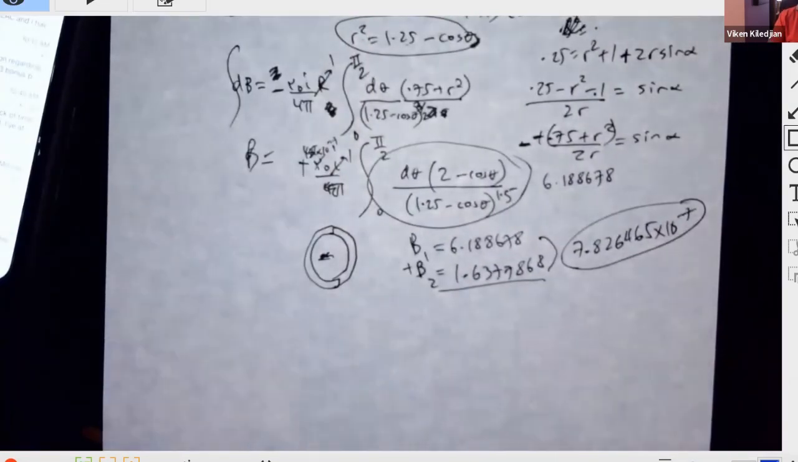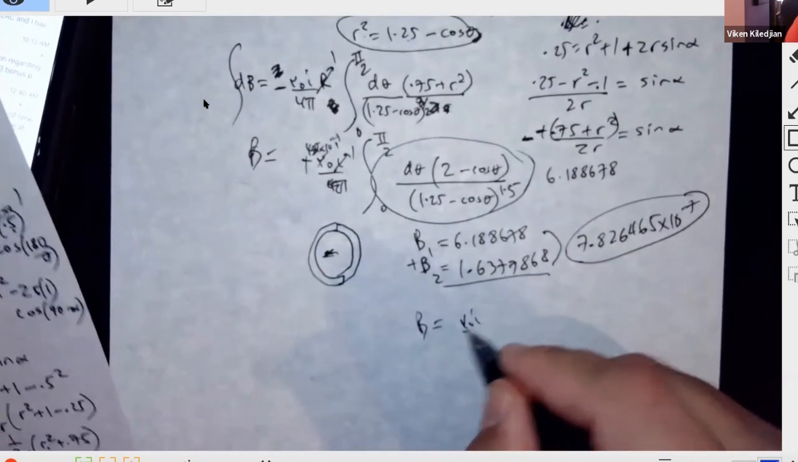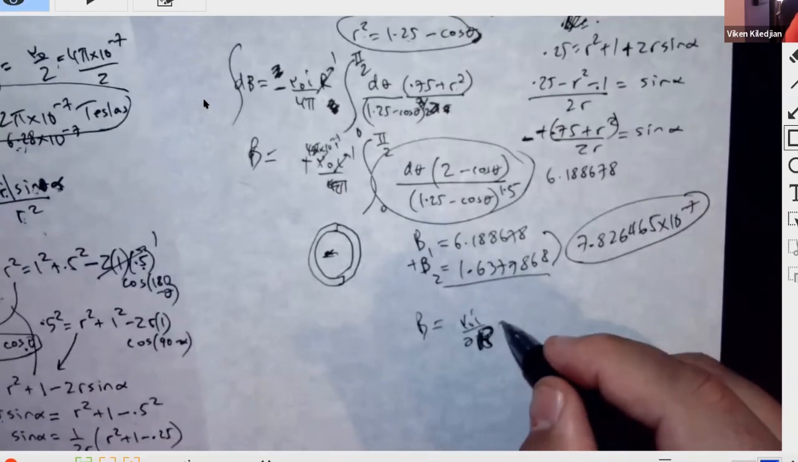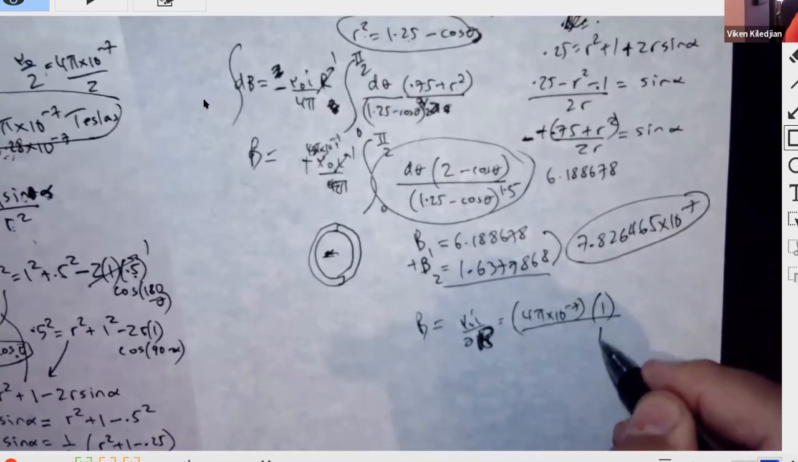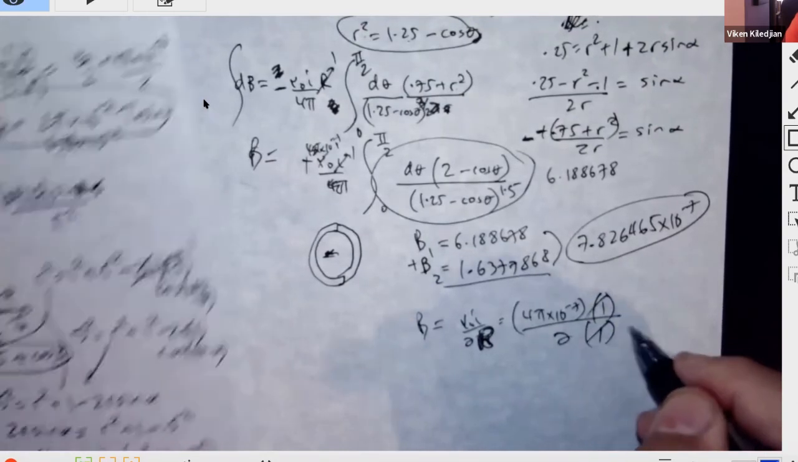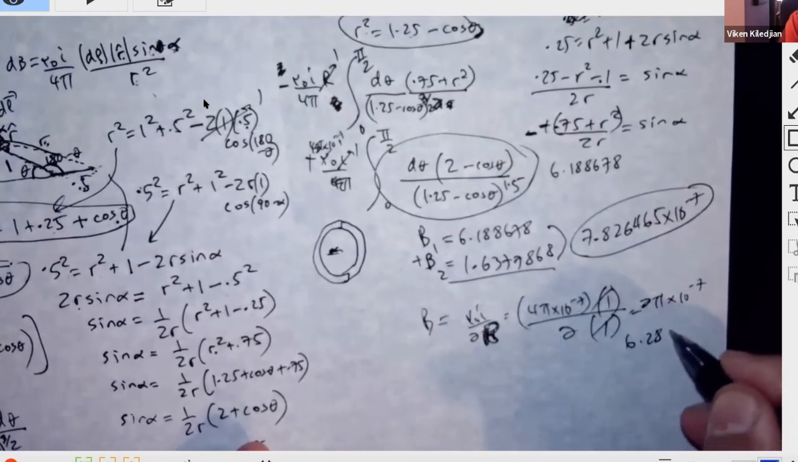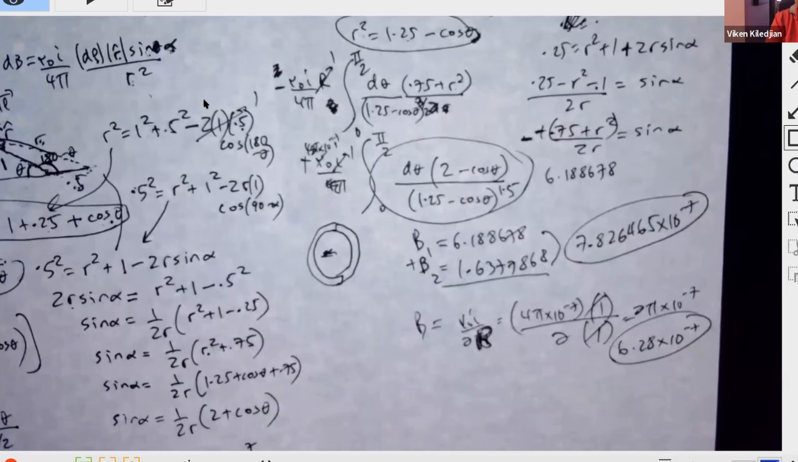Okay, what was it at the center? At the center it was just mu 0 I over 2r, right? So it was just 4 pi times 10 to the minus 7 times 1 over 1 times 2. Yeah, it was 2 pi. 6.28 something times 10 to the minus 7. So it's stronger as you go towards the edges.